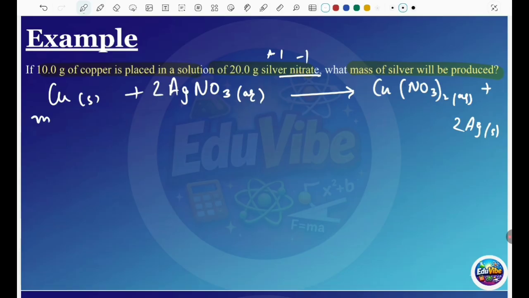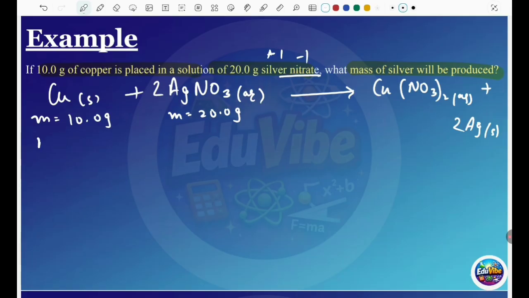So we have a mass for the copper, which is 10.0 grams, and a mass of the silver nitrate, which is 20.0 grams. In this type of question, they always give you the masses of the reactant side, because limiting and excess reagents are on the reactant side, not the product side. How can we find which is limiting and which is in excess? For this, we have to find the number of moles of both.